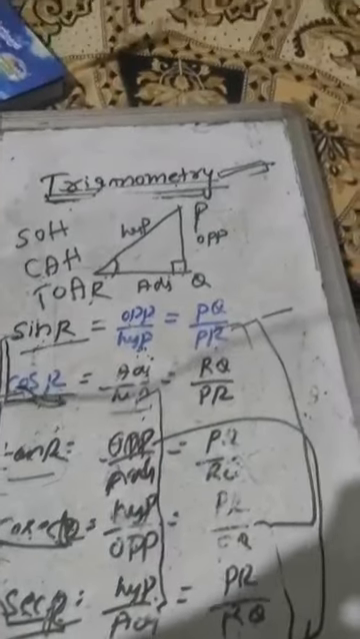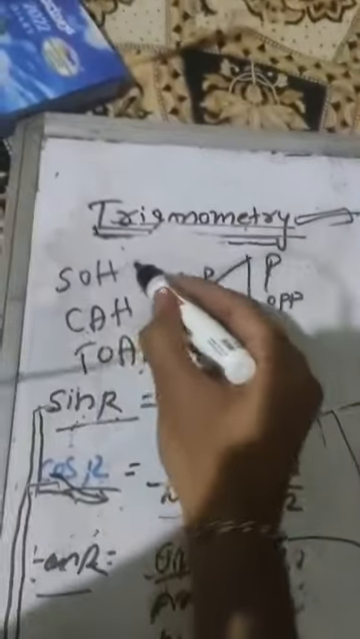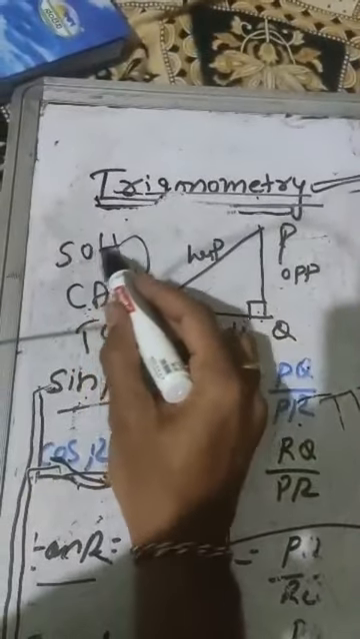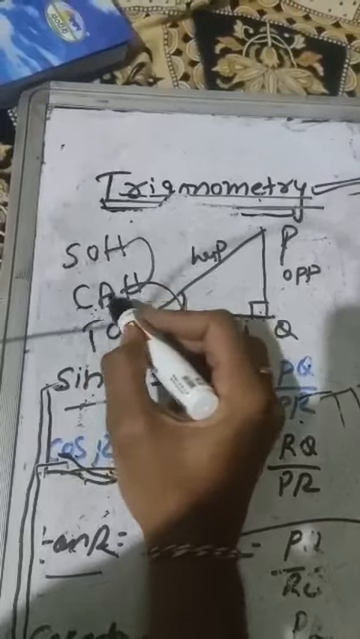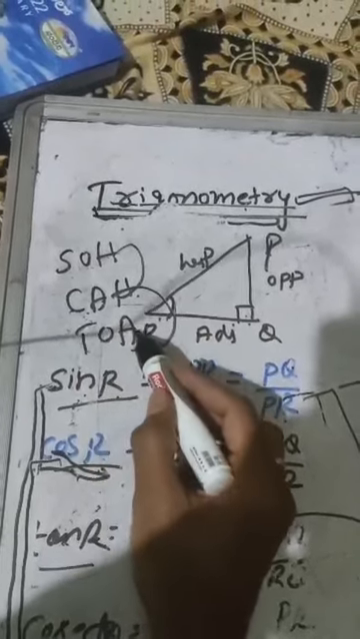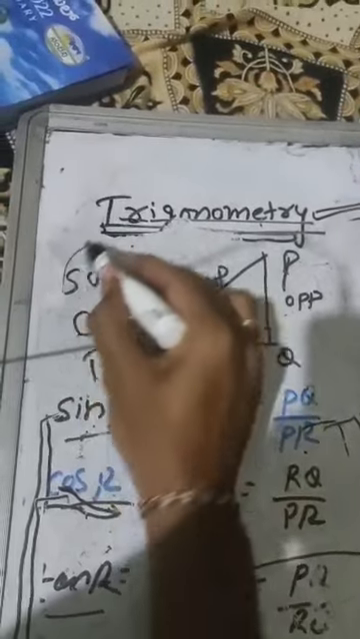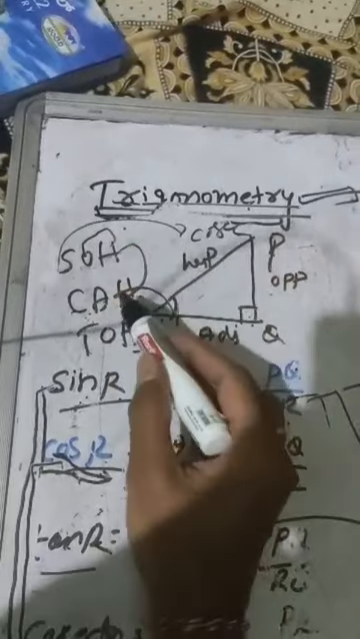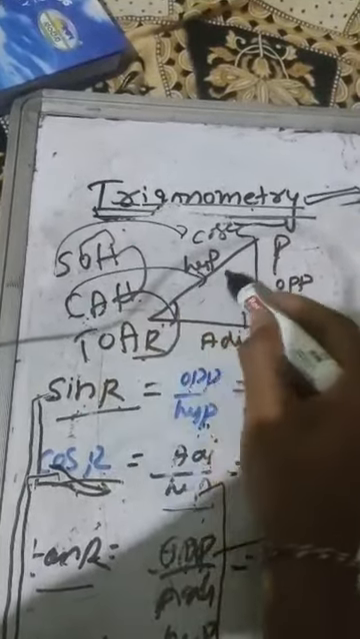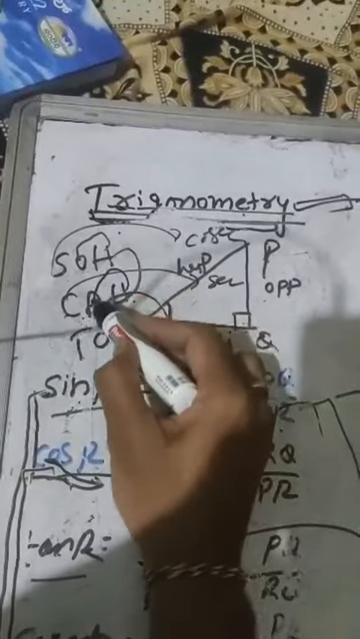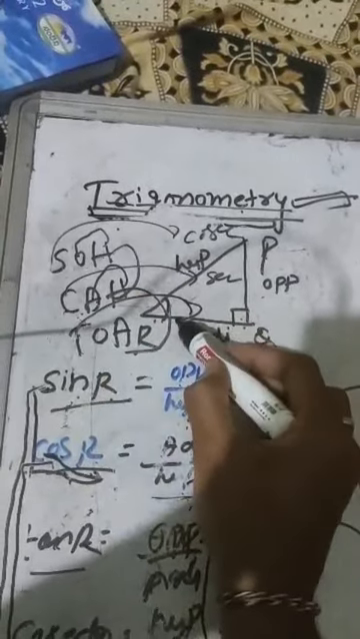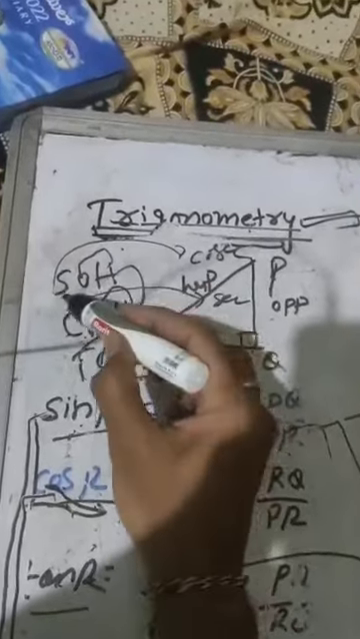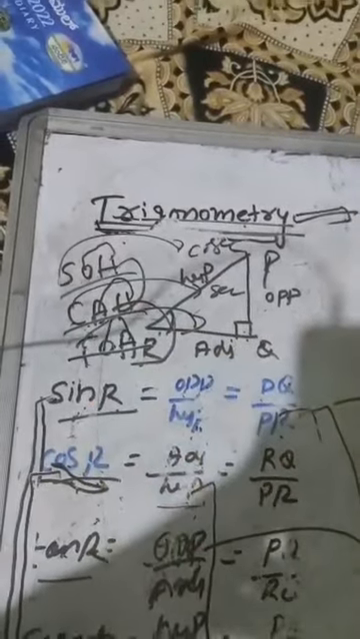For simply remembering these trigonometric ratios, use these 3 relations. Sin means opposite by hypotenuse. Cos means adjacent by hypotenuse. Tan means opposite by adjacent. The reciprocal of sin is cosec, hypotenuse by opposite. The reciprocal of cos is secant, hypotenuse by adjacent. The reciprocal of tan is cot, adjacent by opposite. This is the simple way to remember all these trigonometric ratios.